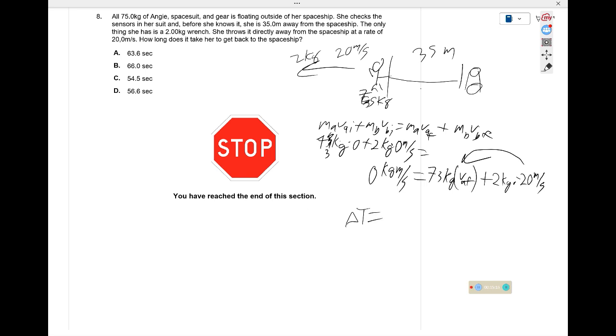We're then going to use the fact that time equals displacement divided by velocity. So we're going to divide that 35 meters, because that's how far she needs to go, by her velocity. And that's going to tell us how long it's going to take her to get there.